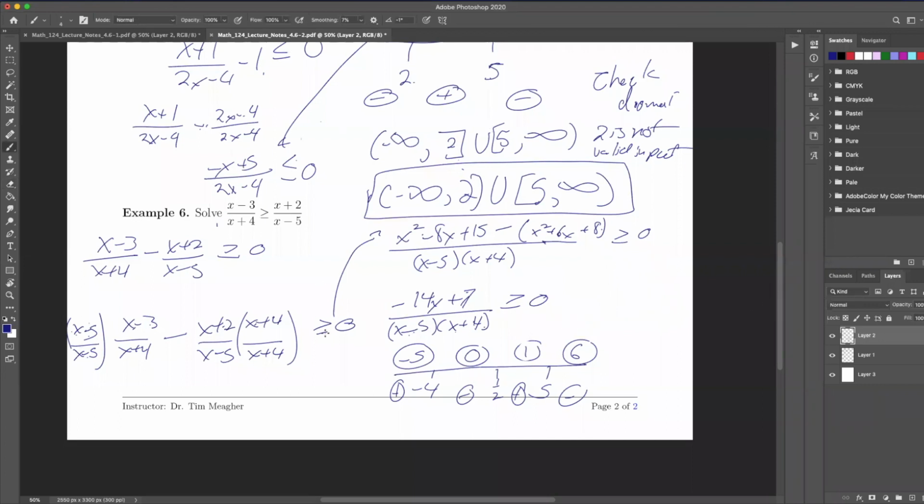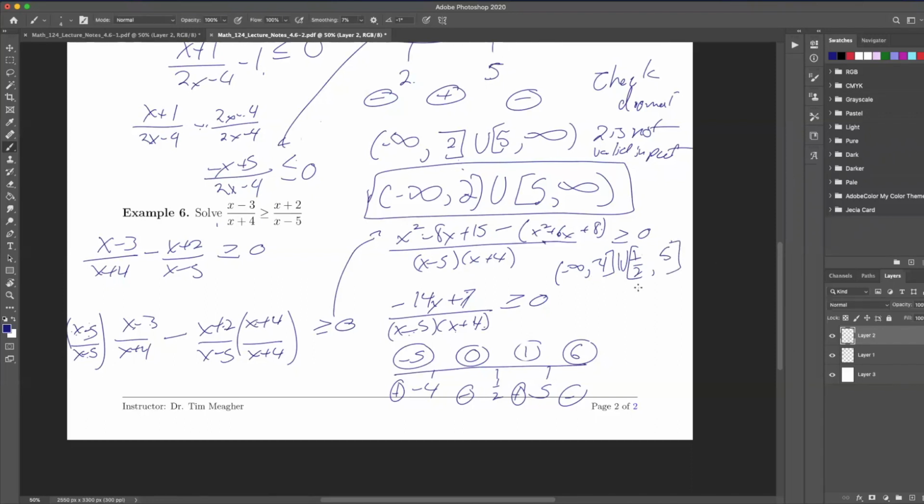All right, so we want greater than or equal to. So I want the positive values here. So I'm going to go from minus infinity to minus 4 included, right? Because I can include that point. Union from a half included to 5 included.